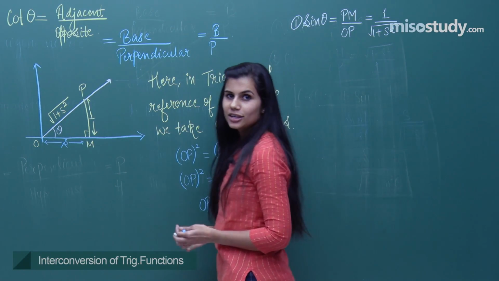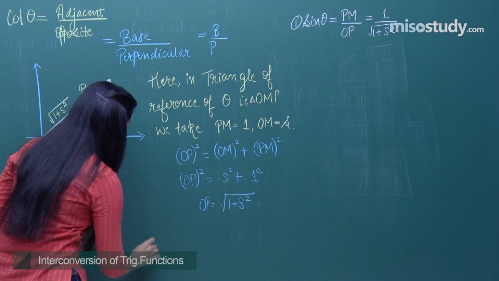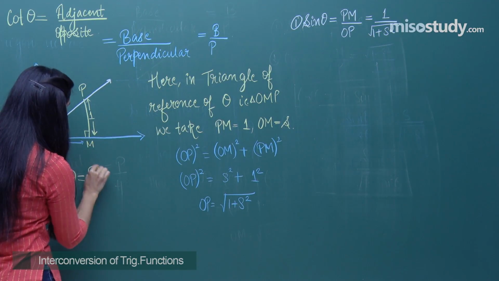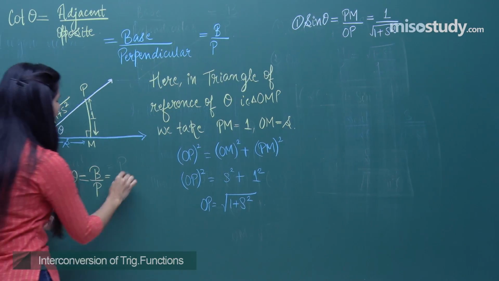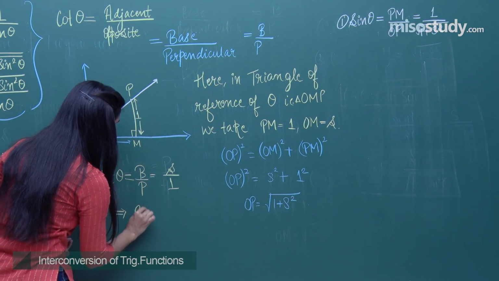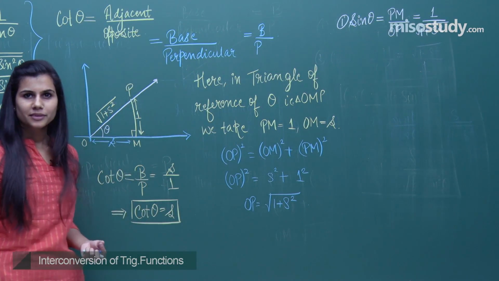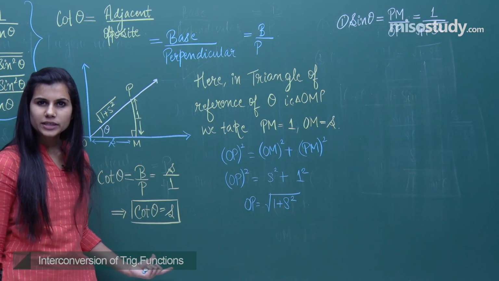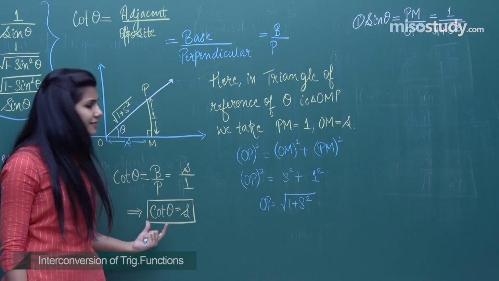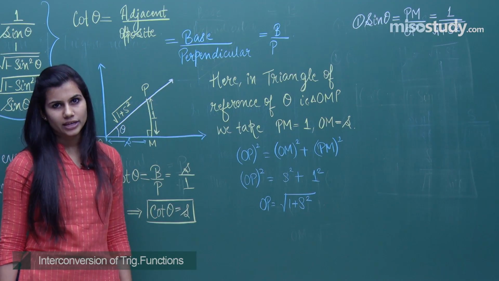But wait a minute. What is my S? Well, if I talk about this expression, I get that my cot theta is equal to B upon P, but the base has length S and the perpendicular has length 1, which implies that cot theta is S. Can you connect it with the previous conversion that we did? Over there, sine theta came out to be S, and that was a deliberate effort to bring that particular ratio to come out to be equal to S. And this is what is the main strategy.